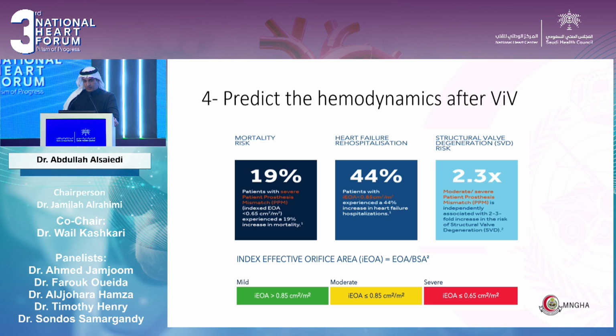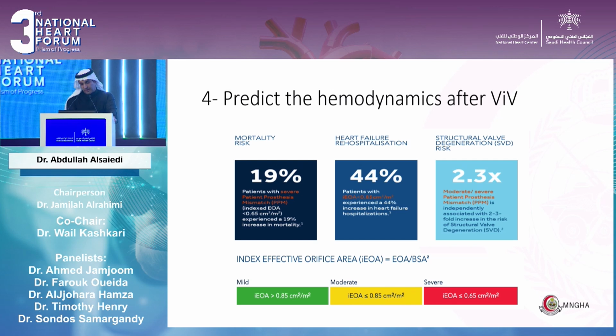Then we'll go to the last important thing, which is to predict the hemodynamics of the valve-in-valve. We do this routinely in all cases, and this is very important because there is a 19% increased risk of mortality if the patient has severe prosthesis patient mismatch, as shown in multiple studies. There is also a 44% risk of heart failure or rehospitalization if they have residual gradients. Now, when we talk about structural valve degeneration as a risk per se, it increased by 2.3 in those patients with residual gradient.